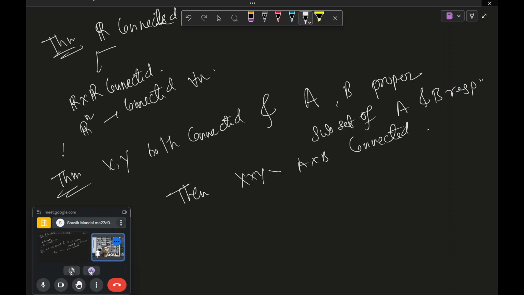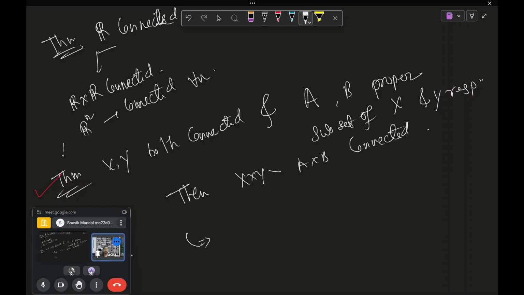X and Y both connected, and A and B are proper subsets of X and Y respectively. Then X cross Y minus A cross B is connected. For the time being, we assume this theorem.